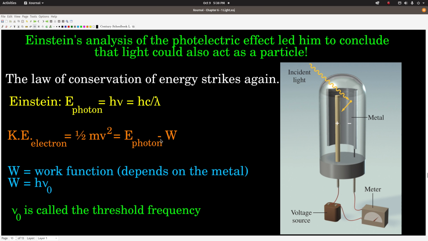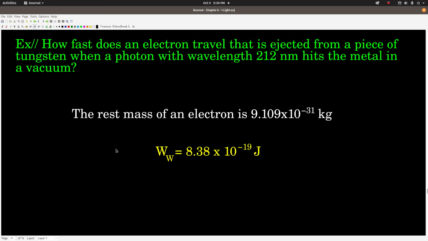So this equation right here, you guys should know, put it on your cards. The kinetic energy of the ejected electron, which is equal to 1/2 mass of the electron times the velocity of the electron squared, is equal to the energy of the photon that hits the metal minus the work function of that metal. So let's do an example.